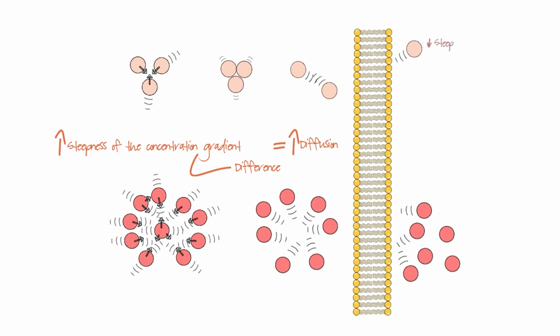On the other hand, if the concentration gradient is less steep, the molecules won't be bumping into each other as often and wouldn't move to the other side as fast. This is why a less steep concentration gradient means a slower rate of diffusion. To sum it up, the rate of diffusion is directly influenced by the steepness of the concentration gradient. A steeper gradient means faster diffusion, and a less steep gradient means diffusion will be slower.